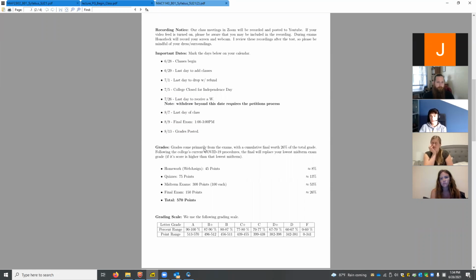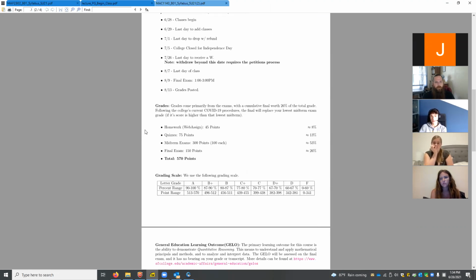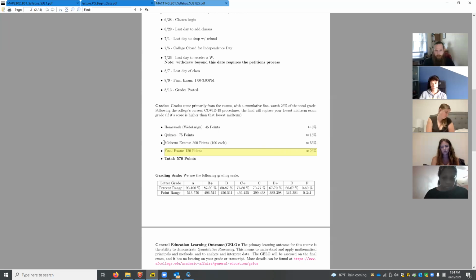Those grades, by the way, come from these things. The homework in WebAssign is worth about 8% of the overall grade. The quizzes, which will also be in WebAssign, are worth about 13% of the grade. The midterms, the exams that we talked about a second ago, there are 3 of those, 100 points each. They're worth a little bit more than half of the grade. And the final exam is worth a little bit more than a quarter of the grade. So you see more than 75% of the grade comes from proctored exams.